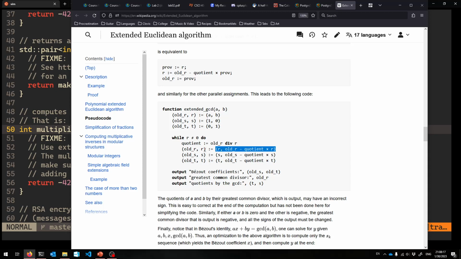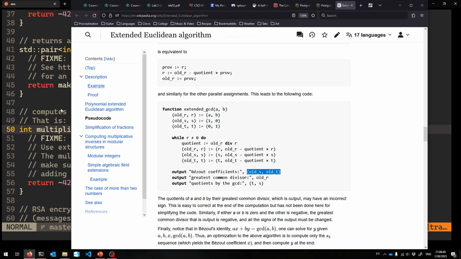Don't change anything, because if you translate this to two lines, like old R equals R, and then R equals old R minus quotient times R, you've changed things, and it's not the right answer anymore. So compute these sides first, put them in variables called A and B, and then put A into old R and B into R. That's how you run a parallel assignment. Just watch out for that, and then your answer should be these things, old S and old T, by the time you're done with your while loop. That's how you implement the extended GCD.